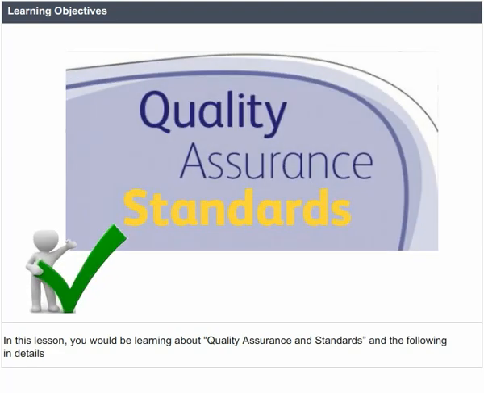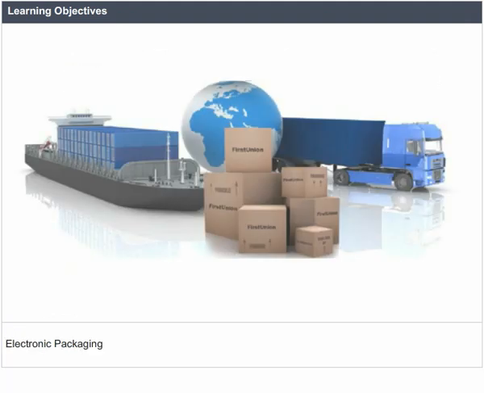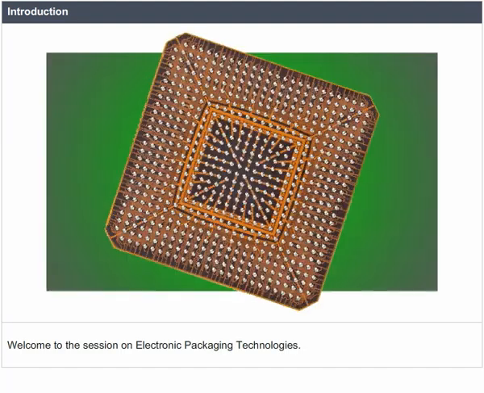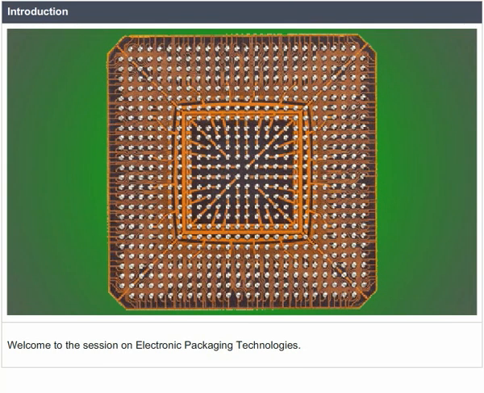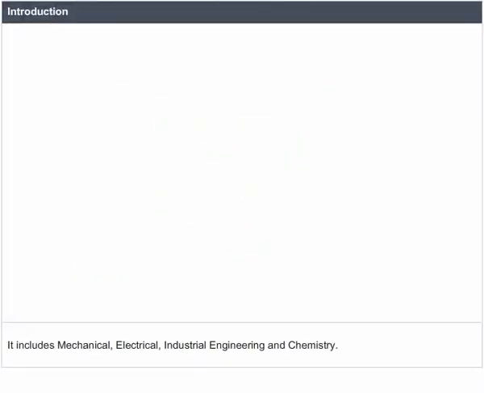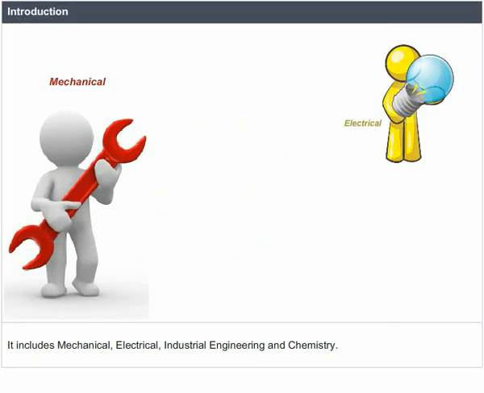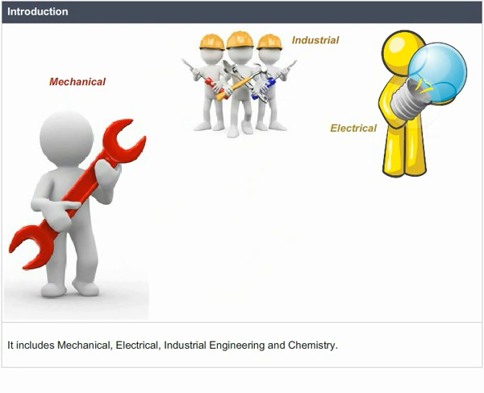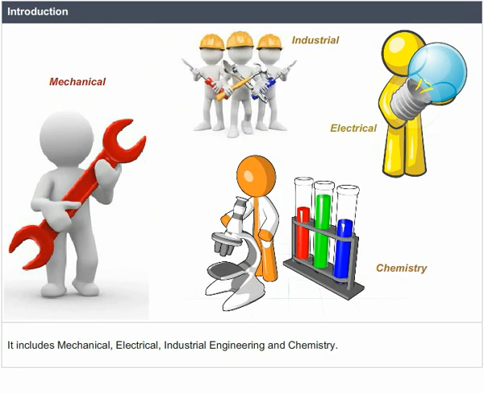Learning objectives. In this lesson, you will be learning about quality assurance and standards, and the following in detail. Electronic packaging. Introduction. Welcome to the session on electronic packaging technologies. Electronic packaging is a multidisciplinary subject. It includes mechanical, electrical, industrial engineering, and chemistry.